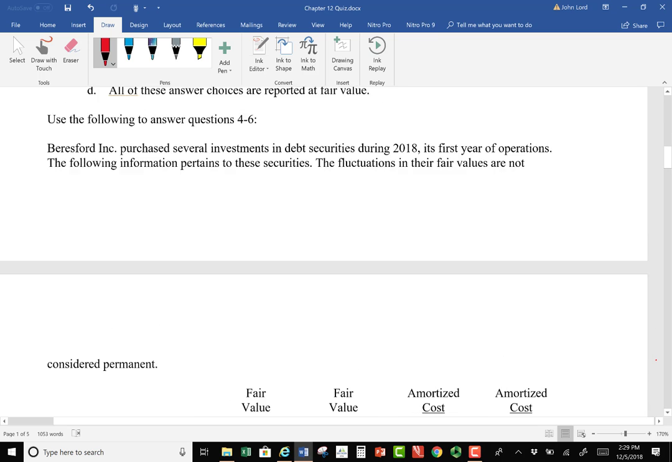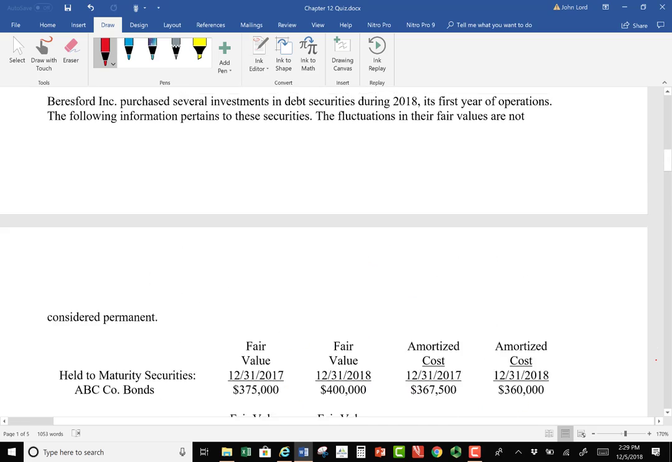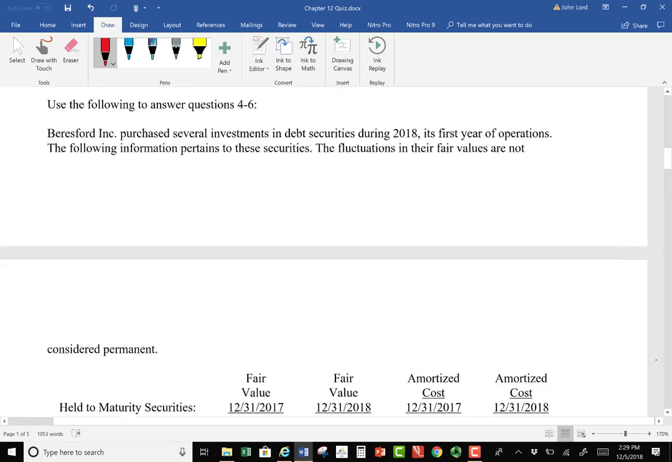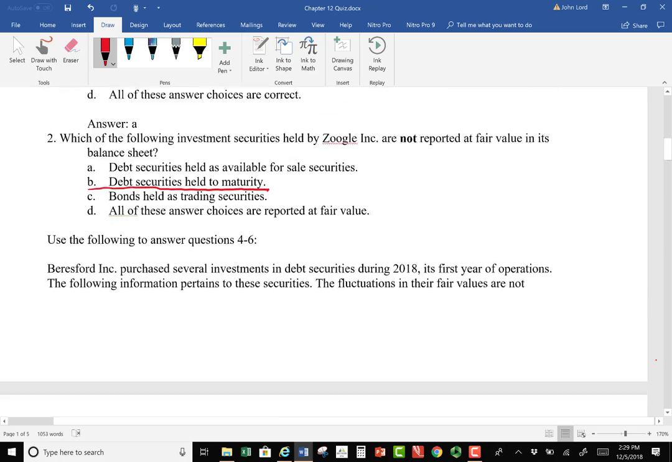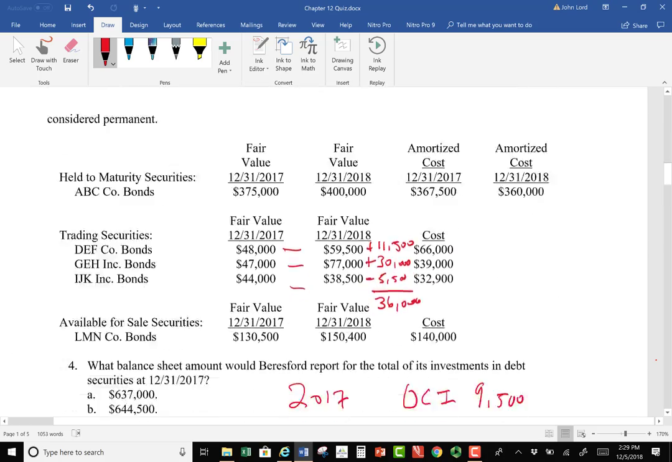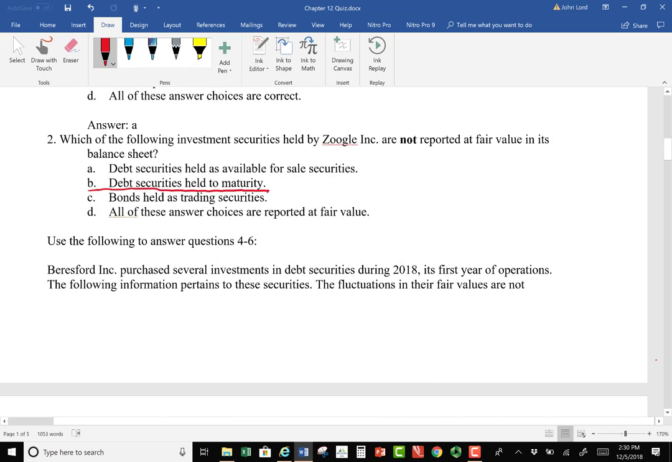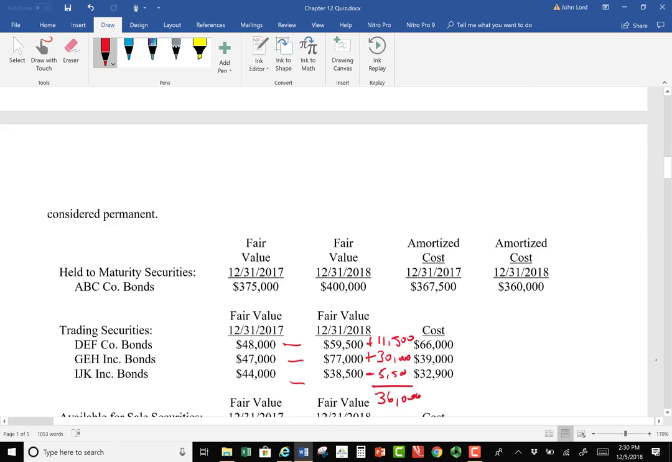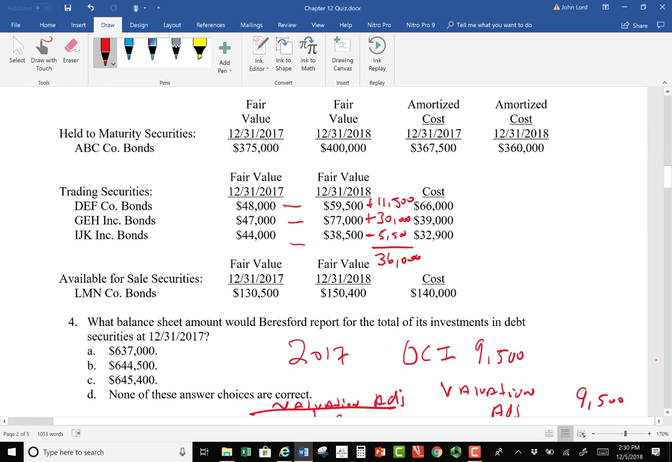Okay, using the following, answer questions 4 through 6. Okay, so I don't know. Is it lining up? No. I guess we're going to answer, well, yeah, it is 4 through 6, but it does beg the question of where's 3? I don't know. 3 called in sick, okay?